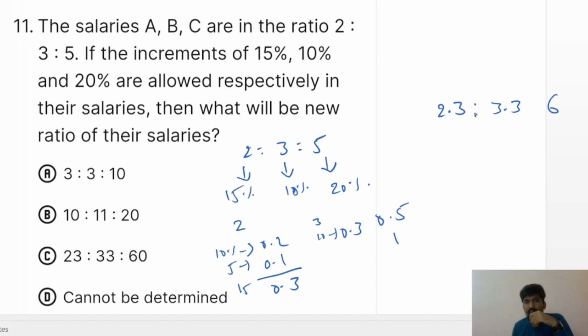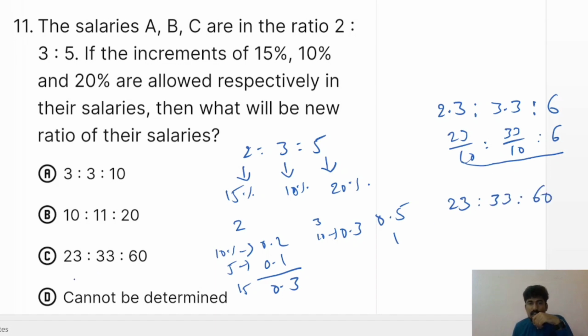So after increasing their salaries, the ratio will be 2.3:3.3:6. Here, 23/10:33/10:6. You can multiply with 10. Then it will be 23:33:60.